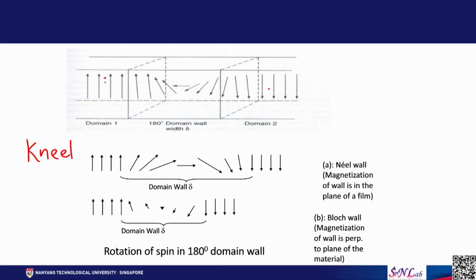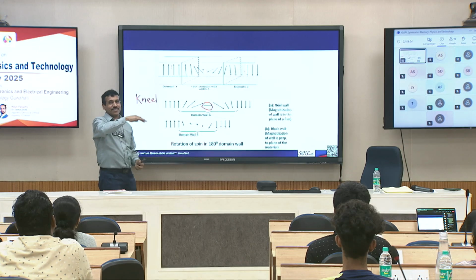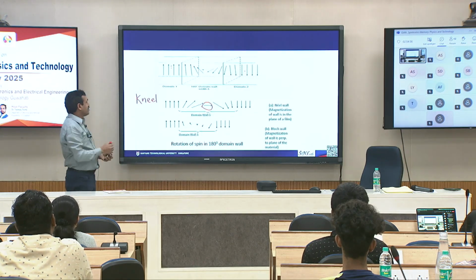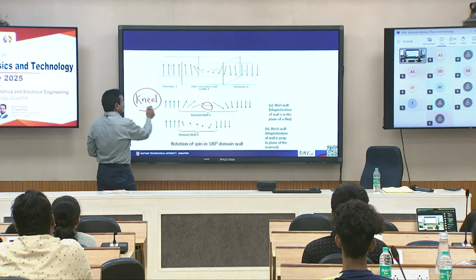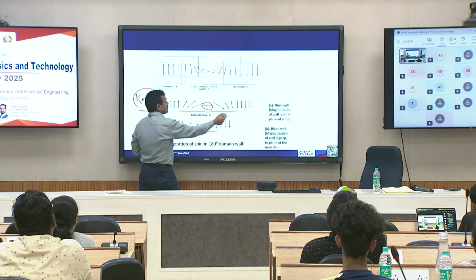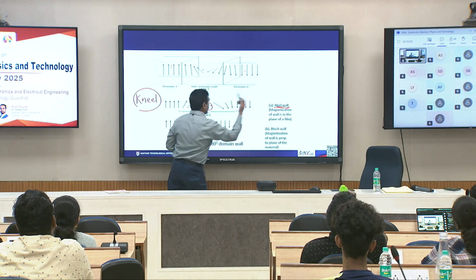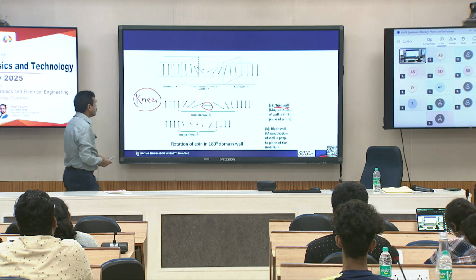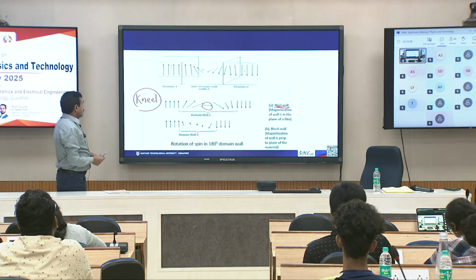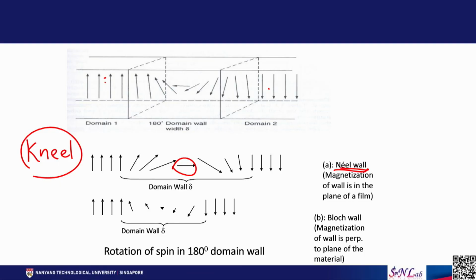When you kneel down, what do you do? You are bending something like this, right. If you look at this one, you can see that this pen is actually kneeling down. So, remember this mnemonic to remember how the Néel wall looks. So, these are two types of domain wall in perpendicular systems.